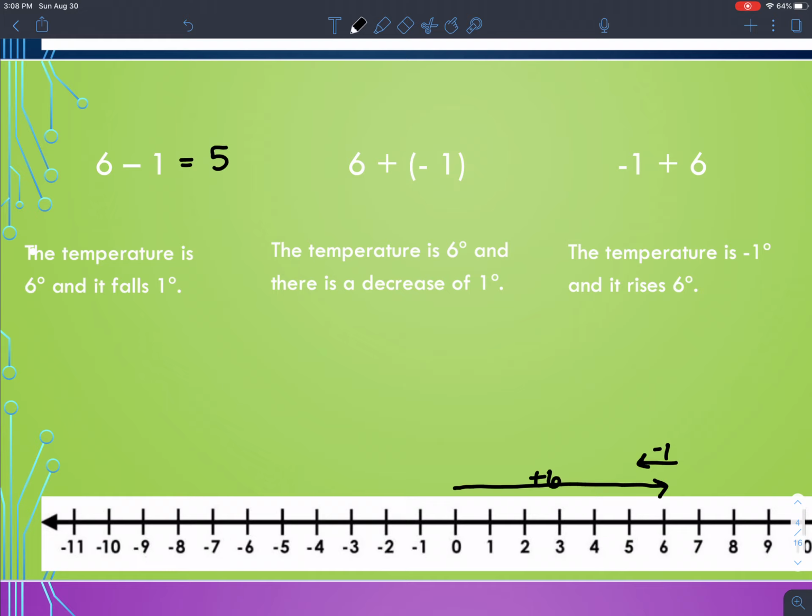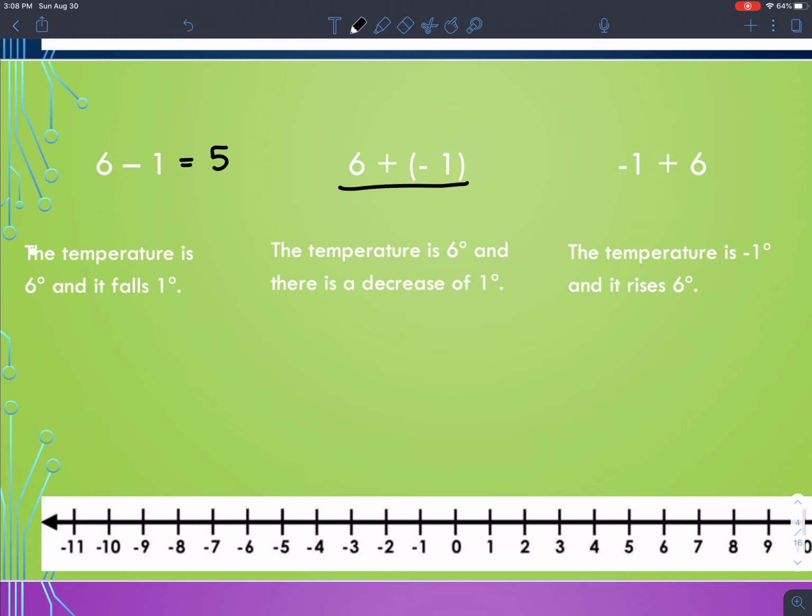Okay, so we end up back at 5 again. So our answer is 5, just like the previous slide, which is kind of a coincidence. It doesn't have anything to do with the problems. So we start at 6 and we go down 5. Again, we can look at the second example, 6 plus negative 1.